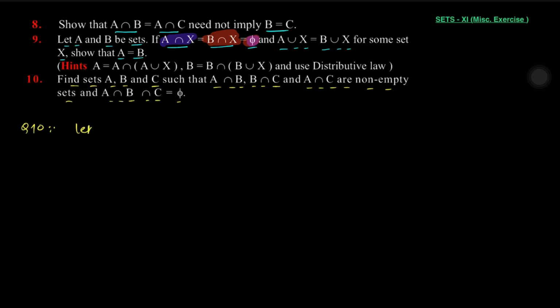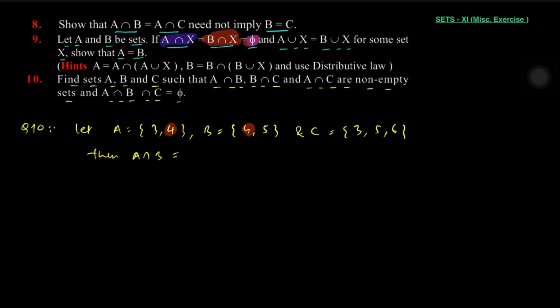Now let us suppose we are given set A having elements 3 and 4. We are given set B having elements 4, 5, and we have set C with elements 3, 5 and 6. Then what is A intersection B? One can observe that we have only one common element, that is 4. So this intersection will contain only 4 as an element. So this is not equal to an empty set.